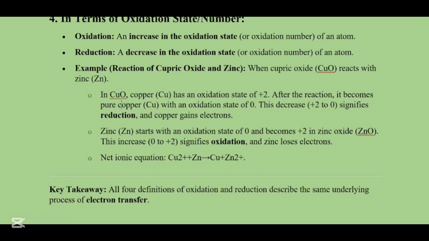Now another example is of zinc. Zinc starts with an oxidation state of 0, but it goes to +2 as it gives electrons to copper. So this means when it loses electrons, oxidation is occurring. The increase from 0 to +2 signifies oxidation. Now basically we learned in the previous chapters that +2 stands for losing 2 electrons and -2 stands for gaining 2 electrons. So in this situation, when it says that zinc has lost electrons, it basically means that zinc lost 2 electrons regardless of the positive sign.